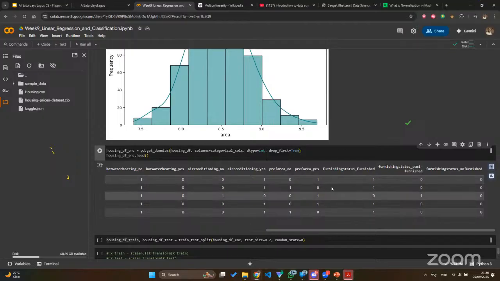Yes, it does. It's the same logic. Okay, yeah, yeah, I understand. Just the same logic: semi-furnished, furnished, and unfurnished. Okay, yeah, exactly.